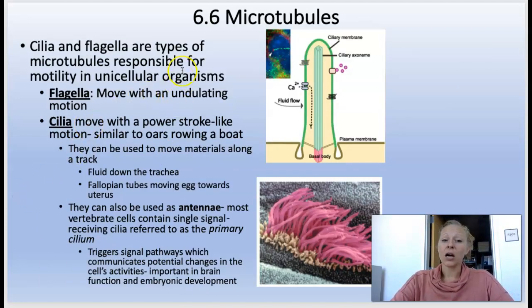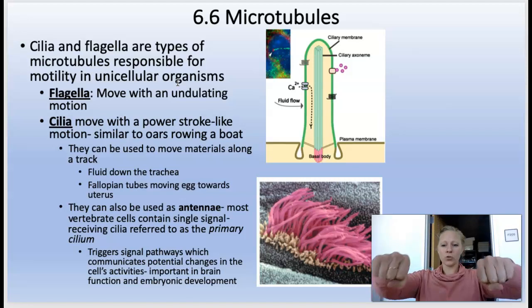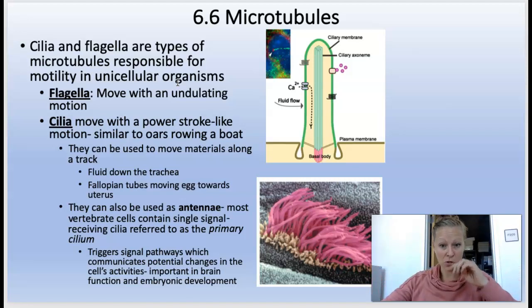Cilia and flagella are types of microtubules, and they are responsible for motility. So flagella move with an undulating motion, sort of like if you could picture a dolphin swimming in the ocean. That's more of an undulating motion, whereas cilia have that back and forth power stroke, like oars rowing a boat.